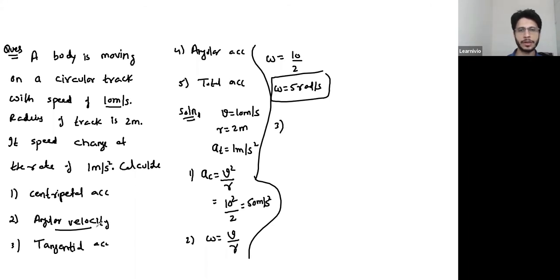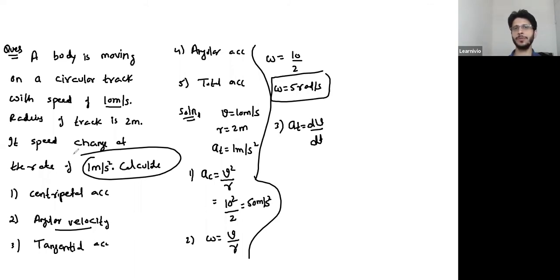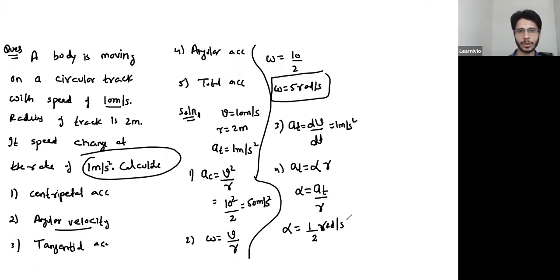Third one, the tangential acceleration. See, the tangential acceleration is the rate of change of magnitude of velocity, which is given. Velocity changes at the rate of 1 meter per second square. So your tangential acceleration is 1 meter per second square. In the fourth part, you need angular acceleration. We just wrote that tangential acceleration is angular acceleration into radius of the path. So the angular acceleration is tangential acceleration divided by the radius of the path. The tangential acceleration is 1, the radius of the path is 2. So that's 0.5 radian per second square.